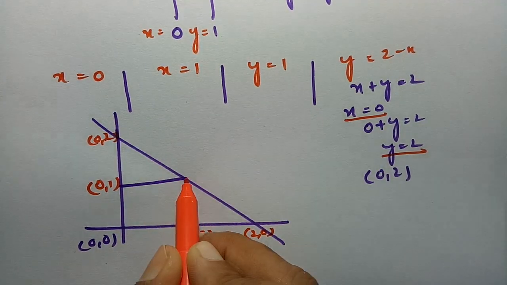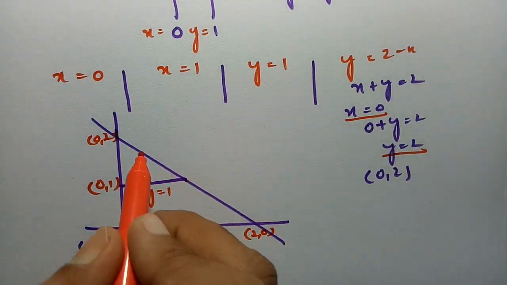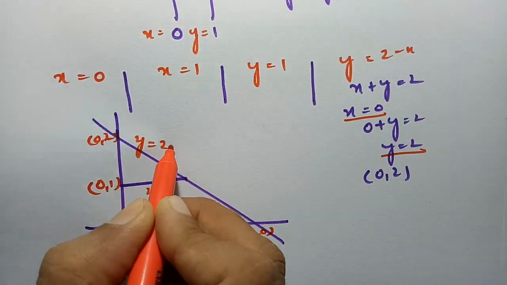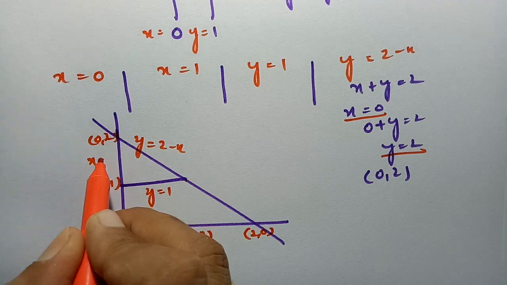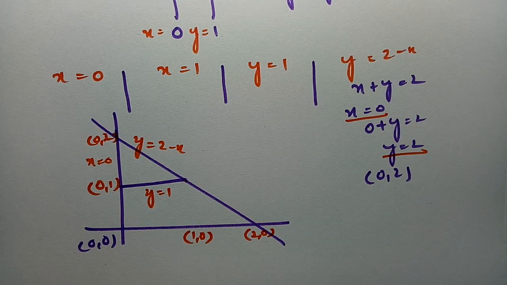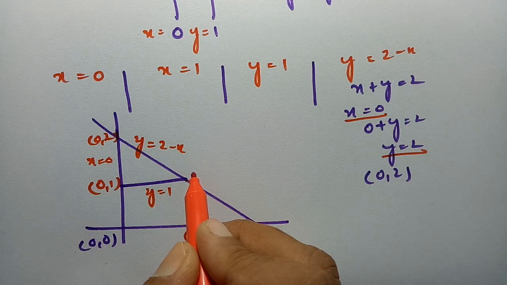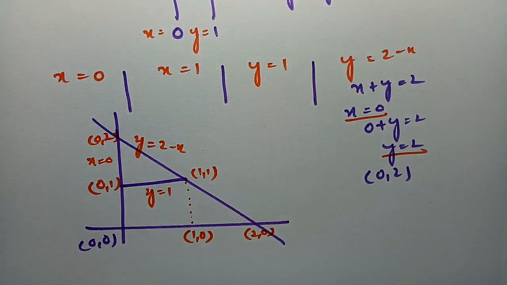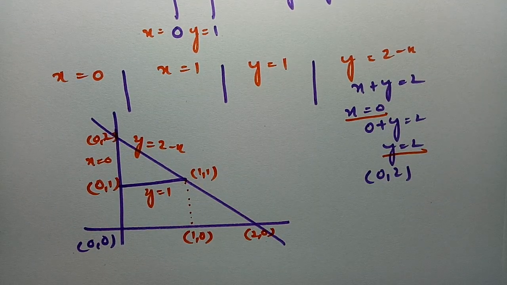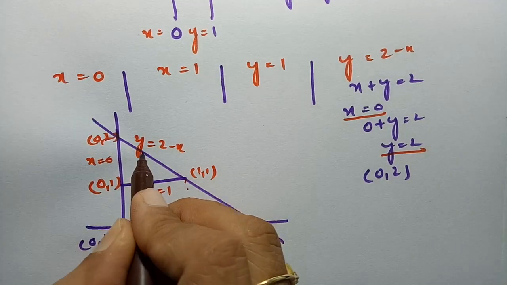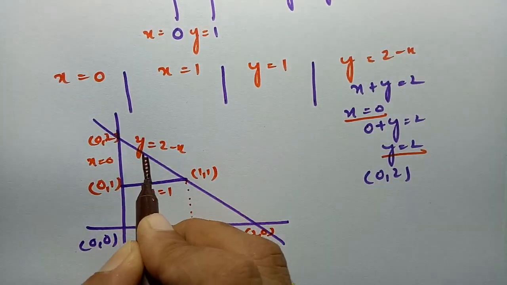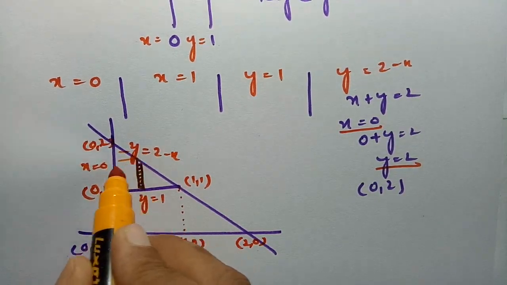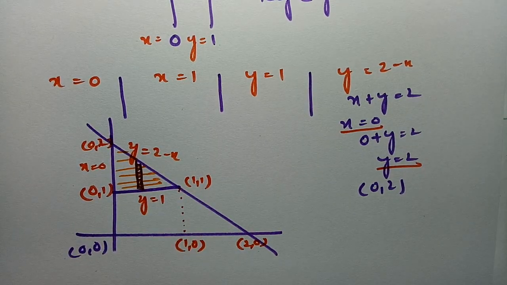So this is the line y is equal to 1, and this is the line y is equal to 2 minus x. And this is x is equal to 0. The point of intersection is 1, 1. So these are all the points and the strip will be like this. This is the vertical strip. The region I will also show you. So this is the region R.